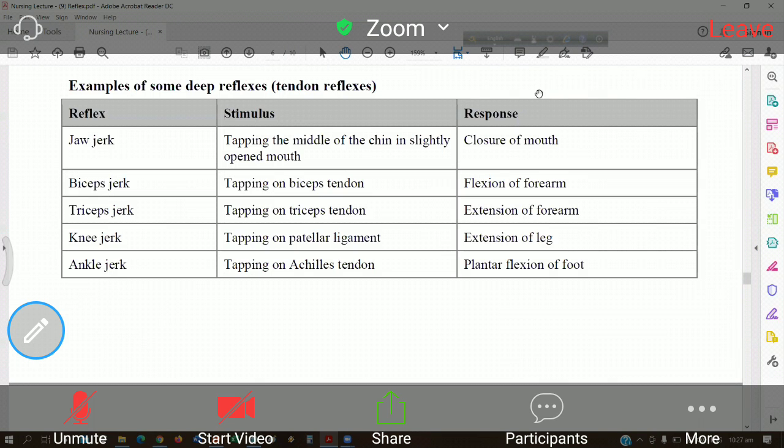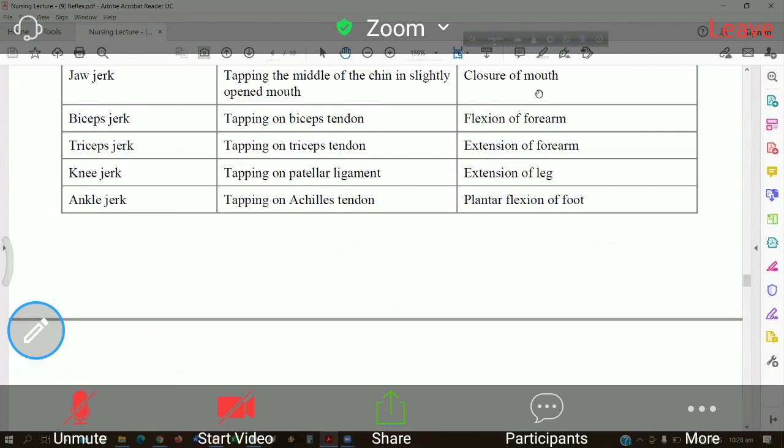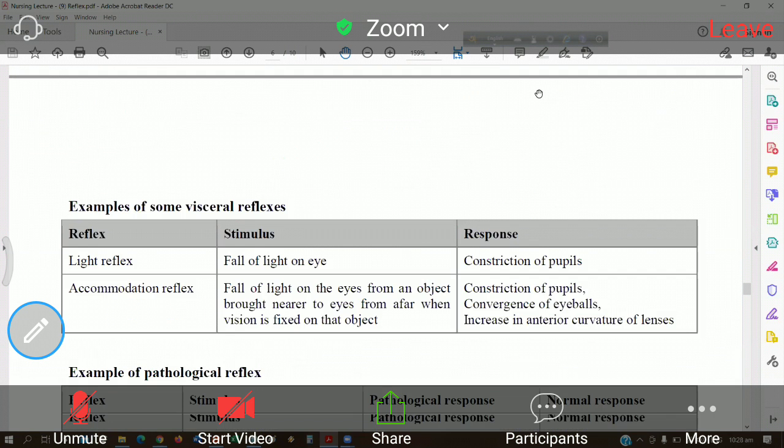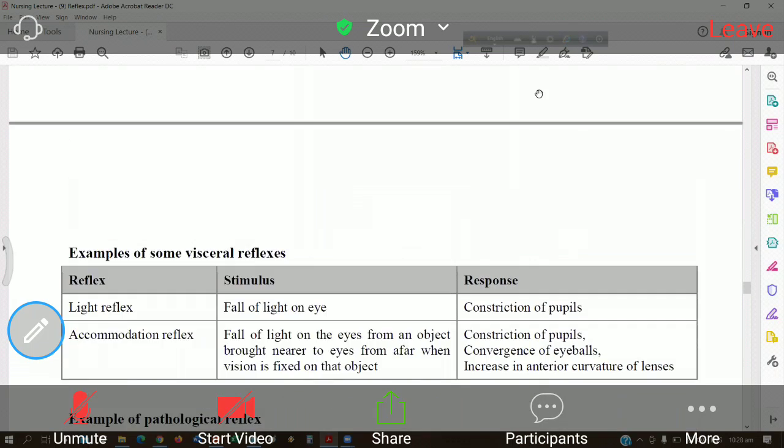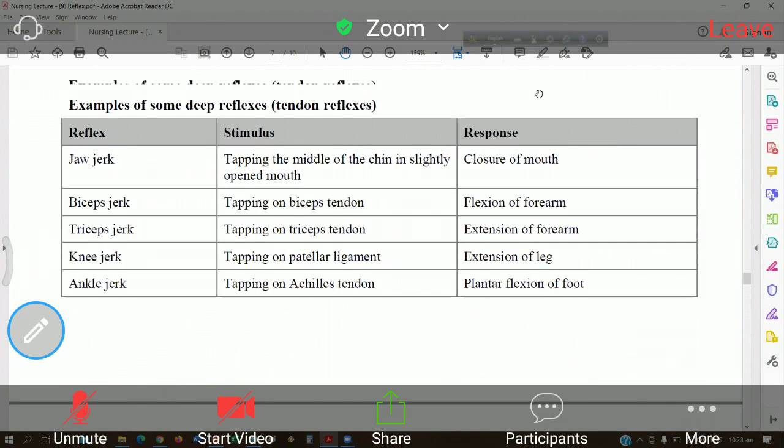Knee jerk, the most common example: the patellar ligament is tapped and it results in extension of the leg at the knee joint. So these are all reflexes.